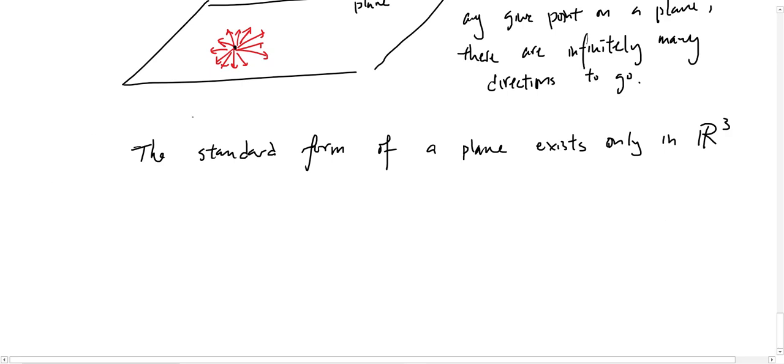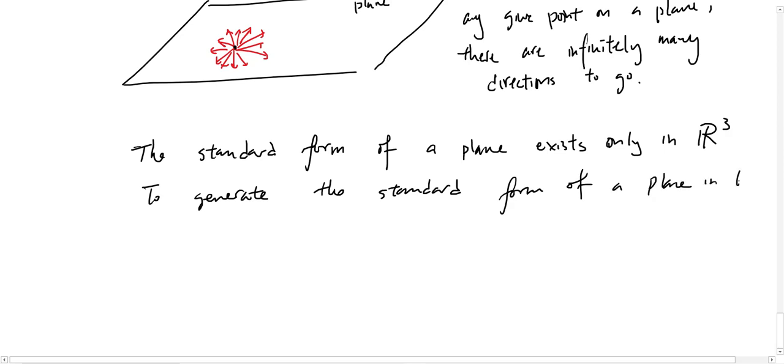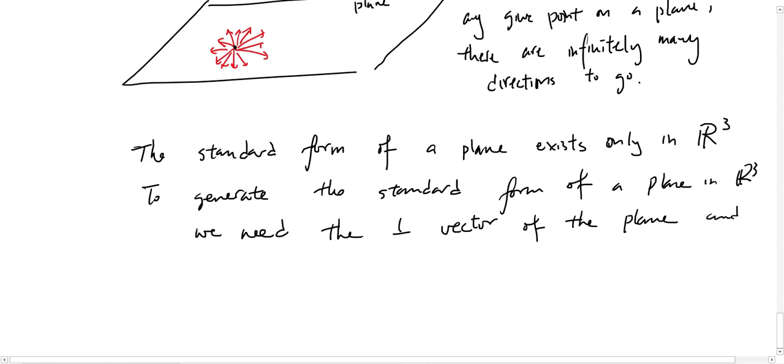So the way to generate the standard form of a plane is to do the following. To generate the standard form of a plane in R3, we need two things. Number one, we need the perpendicular vector of the plane and any one point on the plane.